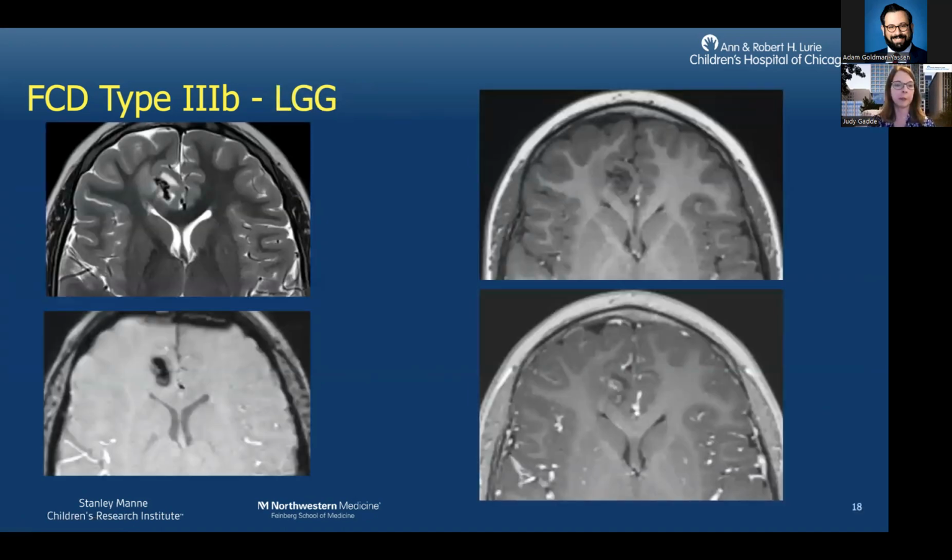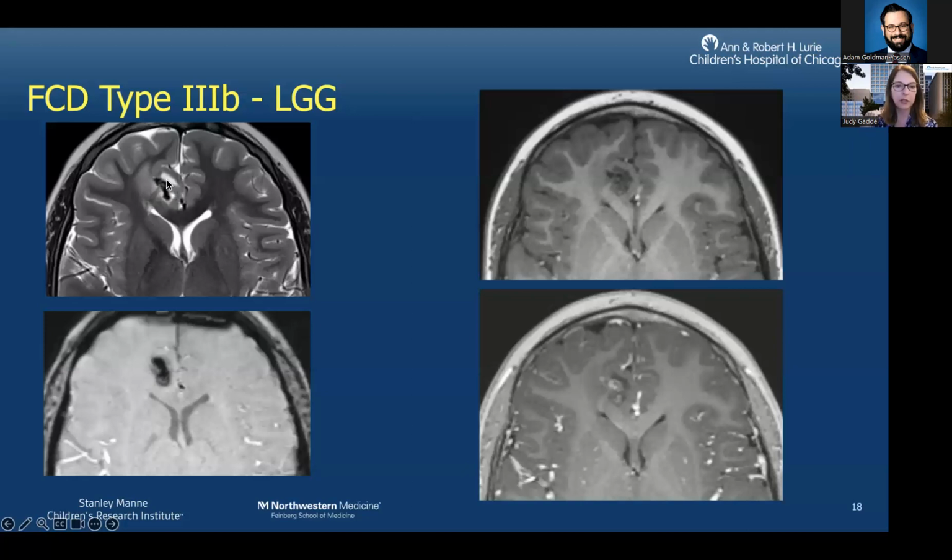Here's another example from here at Lurie of a type 3B. So this was a low-grade glioma. This was resected and pathologically proven. We had been following it for a while. So here we can see some abnormal signal in this right parasagittal frontal lobe involving the cingulate gyrus. We can see this susceptibility in T2 hypointensity that ended up being calcification, as we would expect.